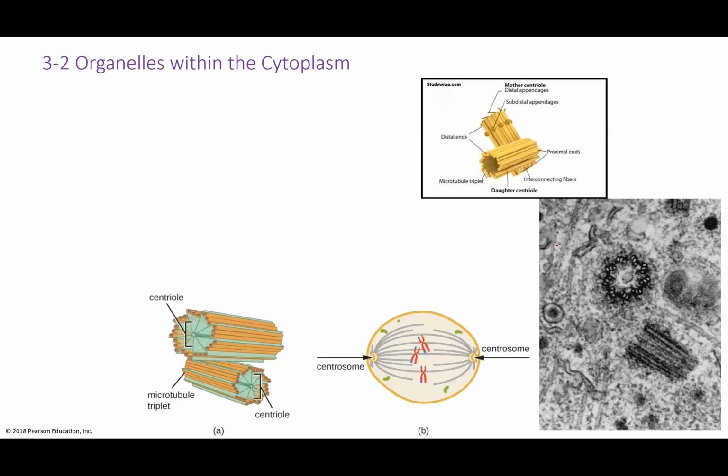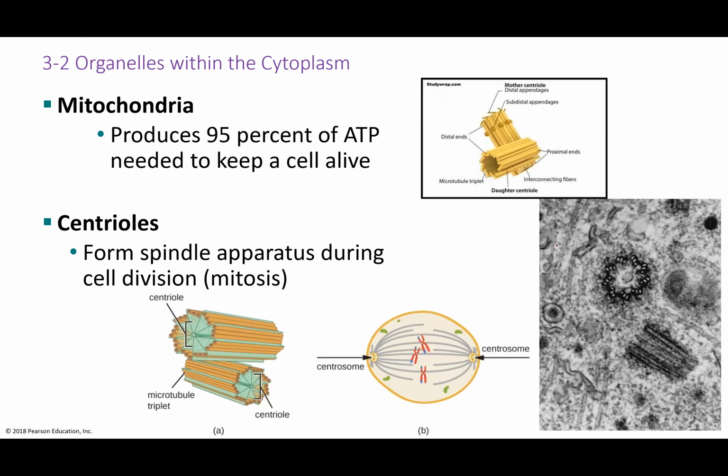Other organelles in the cytoplasm. Oh, one last thing to say about mitochondria. It produces 95% of the ATP the cell needs to stay alive. That's a huge amount. So mitochondria have a very important role. They're often referred to as the powerhouse of the cell because they're responsible for producing that much energy.